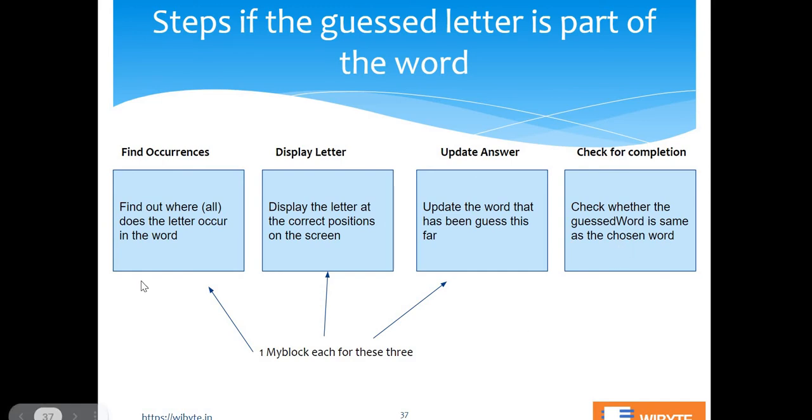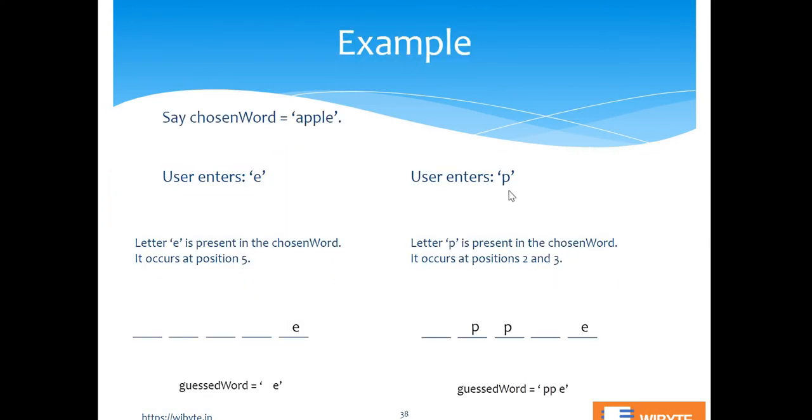Now, I'm going to write one my block each for all these three, and this will be done by very simple logic, right? Now, let me just give you an example here so that it becomes a bit more clear about what we are trying to say. Let's say the chosen word is apple and the user enters E, right? Now, notice I'm only considering the case where the letter is part of this word, right?